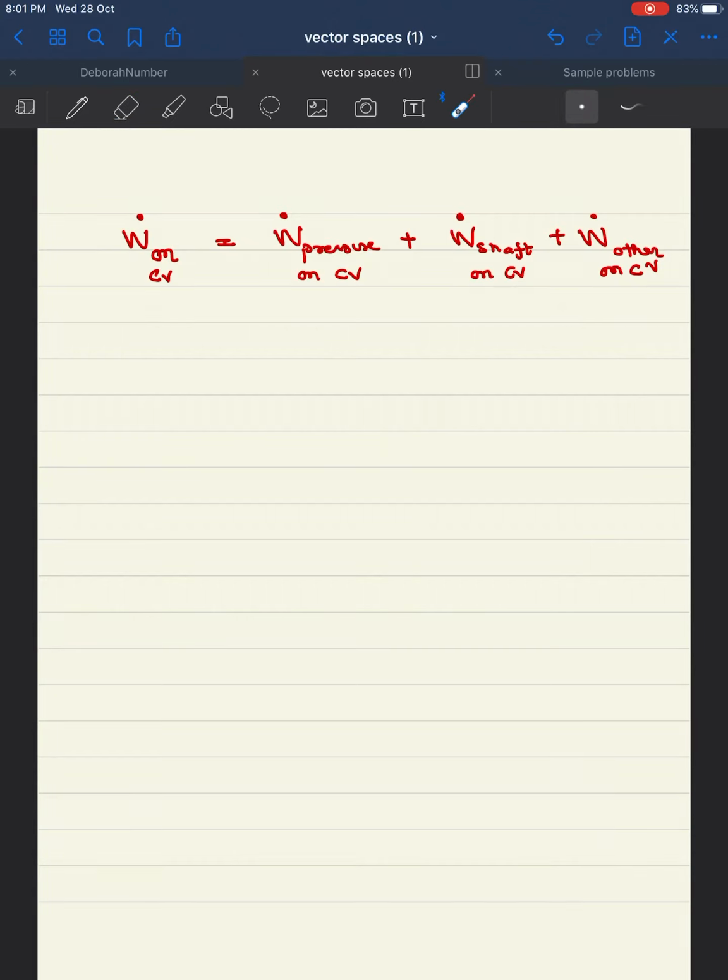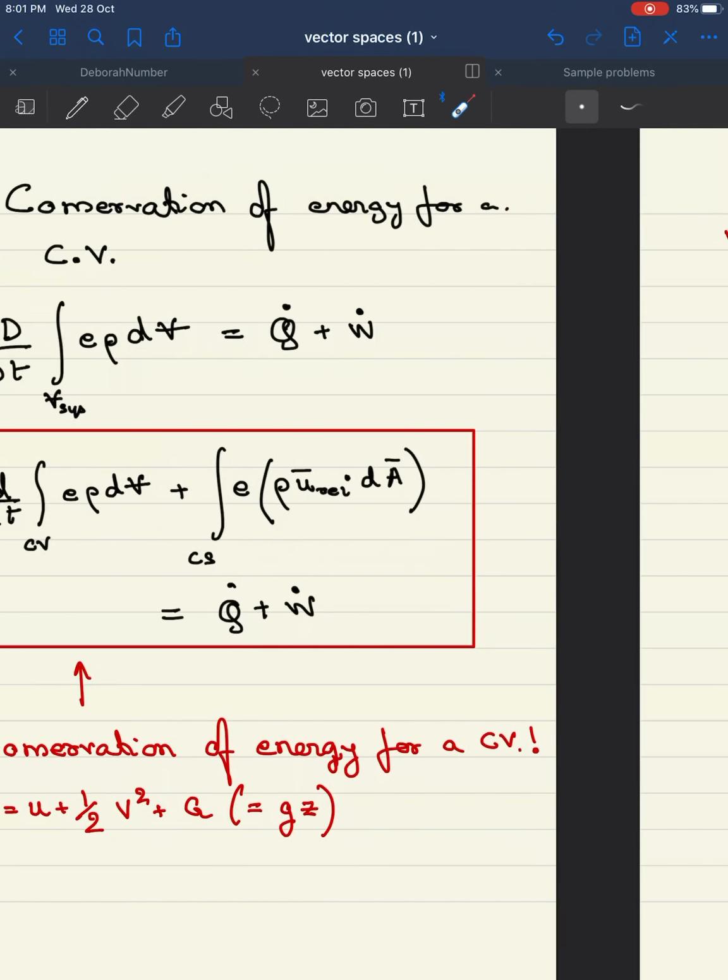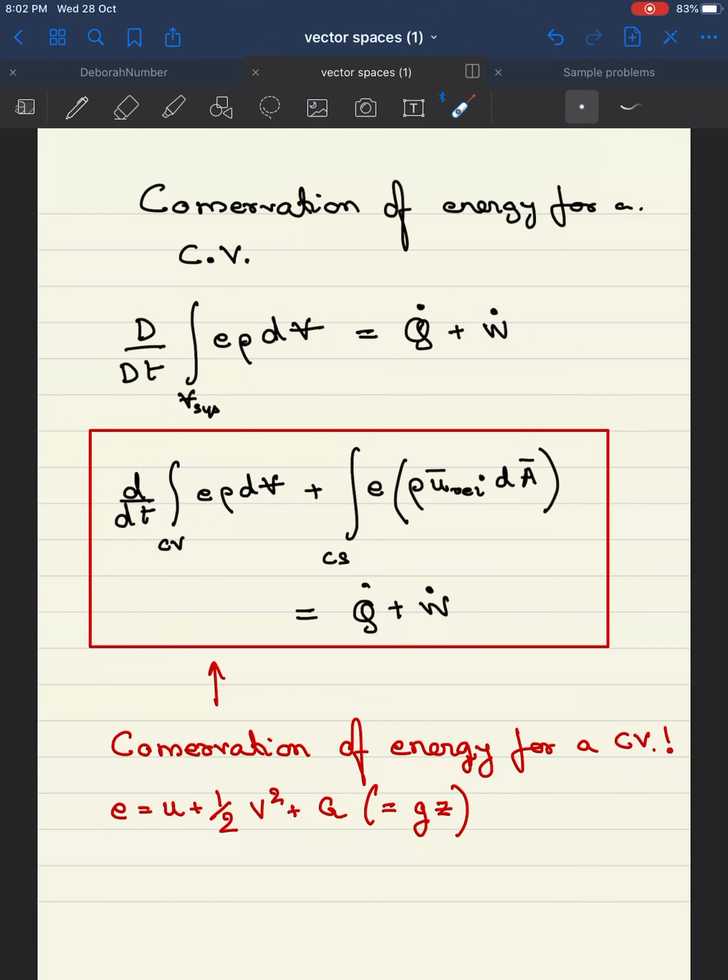Okay, so last time we have been looking at the conservation of energy equation for a control volume. And what we did is we applied the Reynolds transport theorem to convert a system point of view, once again, to a control volume point of view. And this is the equation that we finally arrived at.